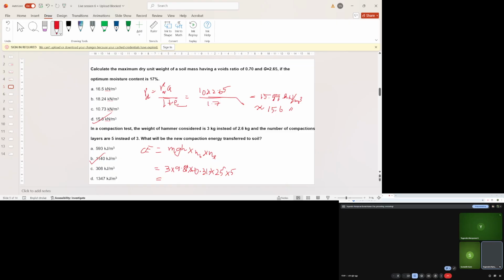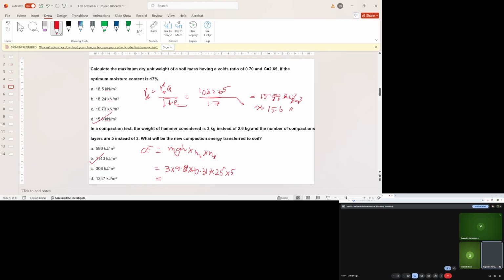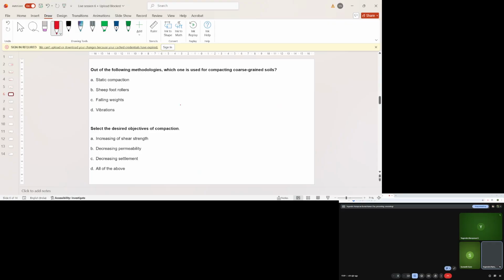Okay, sir, from mgh into h into n. Because mgh is for one blow, and you are given 25 blows, and the number of layers is 3, so 25 blows, 25 blows, 25 blows. That is why we have to calculate the total potential energy which is getting transferred to the compaction energy. That is why we multiply it with the number of blows and the number of layers.